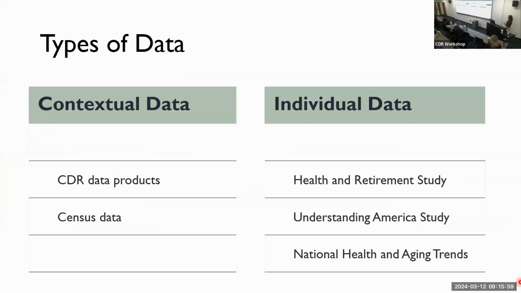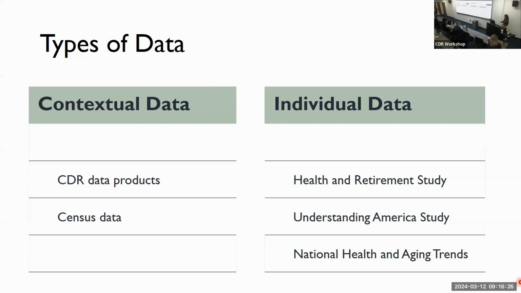All right. So when you're about to embark on these contextual data products, you normally have two types of data that you're looking to merge together, right? So for us, that might be your contextual data with the CDR data products, but maybe you're also using some of your own contextual data that you've collected or some census data that you've been working with. And then you're hoping to link that data to individual level data.